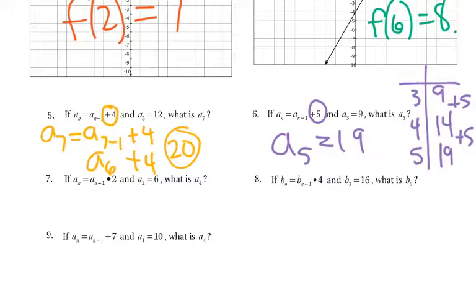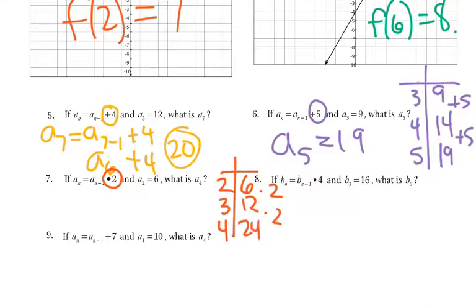Okay, next one, a sub 2, and we're looking for a sub 4. So a sub 2 is 6. So our growth is timesing by 2. 6 times 2 is 12, times 2 is 24. So a sub 4 equals 24.